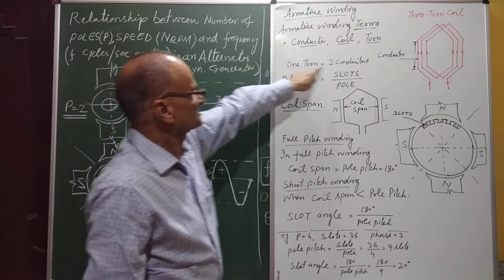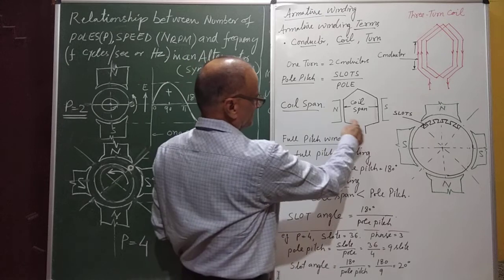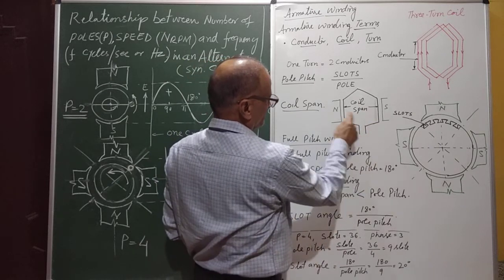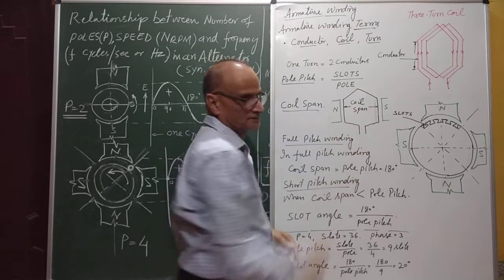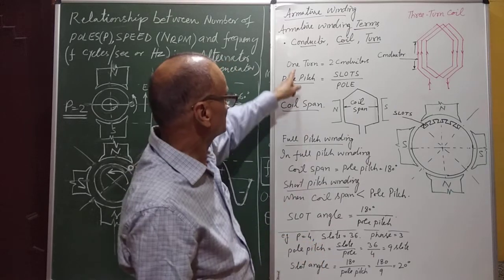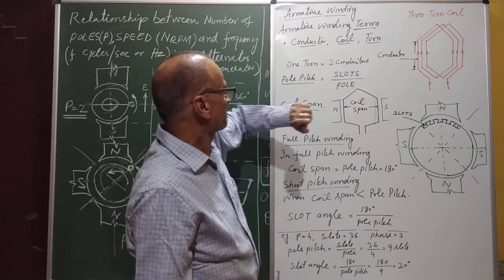Now one turn has two conductors. This is one turn there, one conductor on this side, one conductor on this side. So one turn is equal to two conductors.